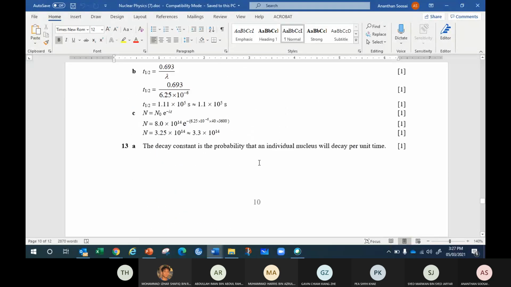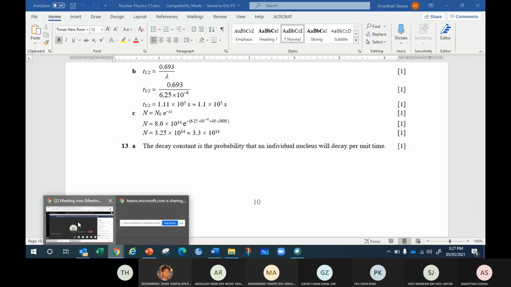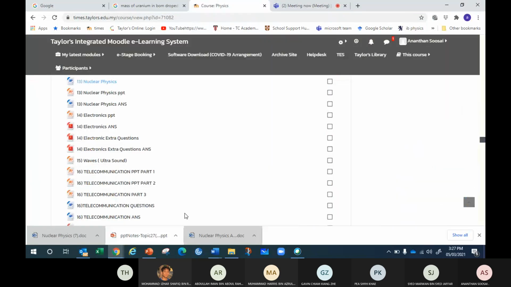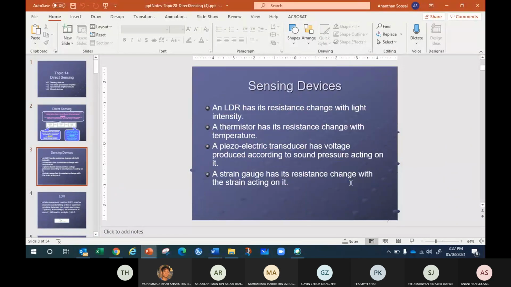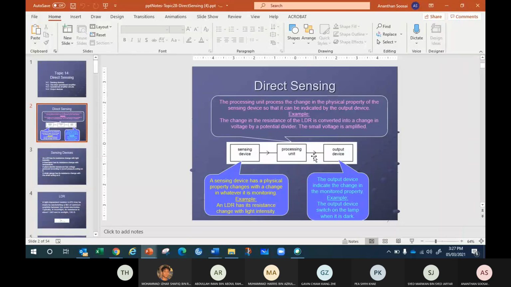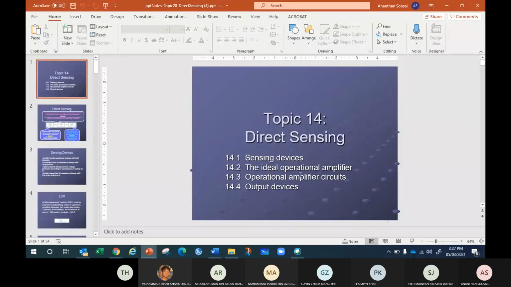So on Monday we will be starting with a new topic. We go ahead with what? Electronics. We're going to do electronics. What we're going to talk about is the op-amp. We're going to talk about amplifiers.